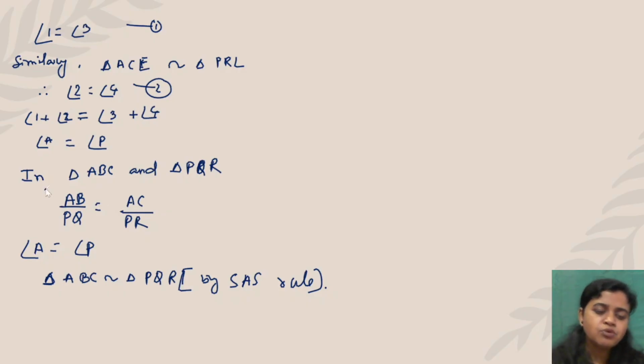So now we prove triangles ABC and PQR are similar. AB by PQ and AC by PR is already given in the question, and now we have proved angle A equals angle P. So by the SAS rule, triangle ABC is similar to triangle PQR. This is a little bit lengthy question, but if you practice 4 to 5 times, you can easily understand it. Repeat this video, then you can understand this.